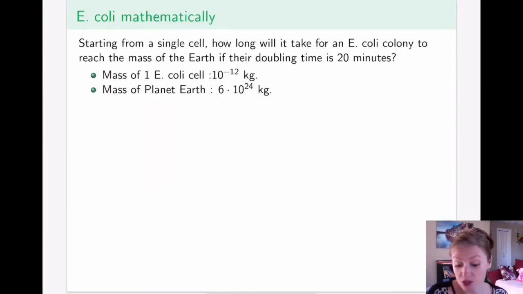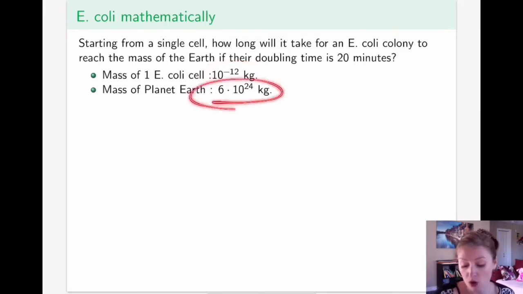So we have that starting with a single cell, how long will it take for an E. coli colony to reach the mass of the earth if we know that every bacteria doubles or splits into 2 every 20 minutes? Now, we know that the mass of one E. coli cell is 10 to the minus 12, and we know that the overall mass of planet Earth is 6 times 10 to the 24. So first of all, we have to determine how many cells it will take to reach the mass of the Earth. We know that this is the mass we have to reach, and we know that this is the mass of every single cell. So how many cells will have to go into the mass of the Earth?